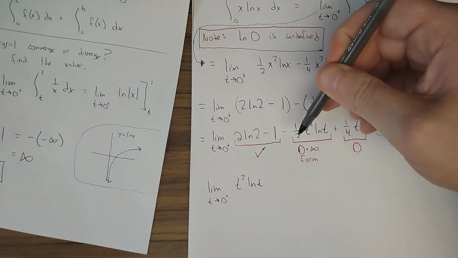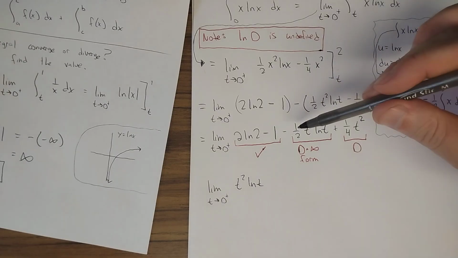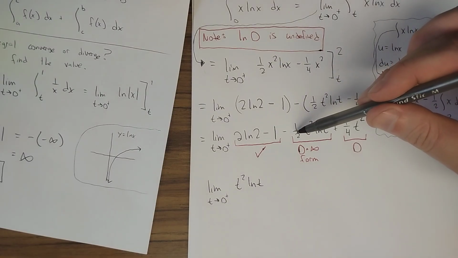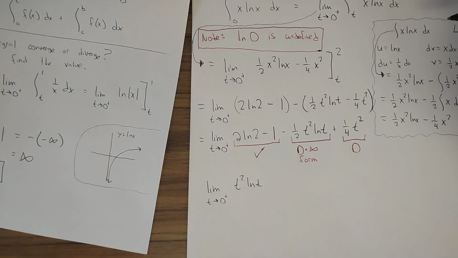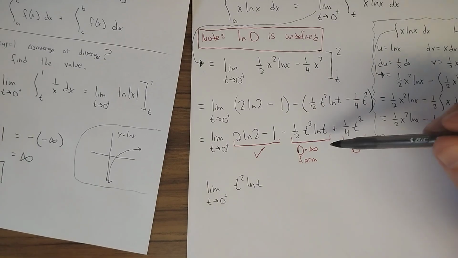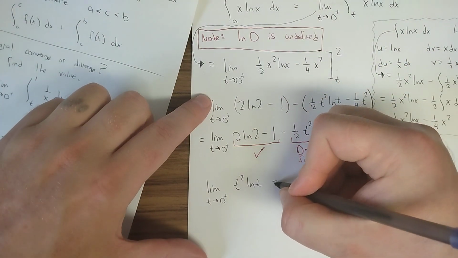I'll even forget about this 1/2 for the time being. When I come back and put my final answer together, I'll have to remember that this 1/2 was there. But as long as I figure out what happens with the t squared ln t, I'll be in business. And as we discussed, this is a 0 times infinity form, so let's do the thing we do with those.